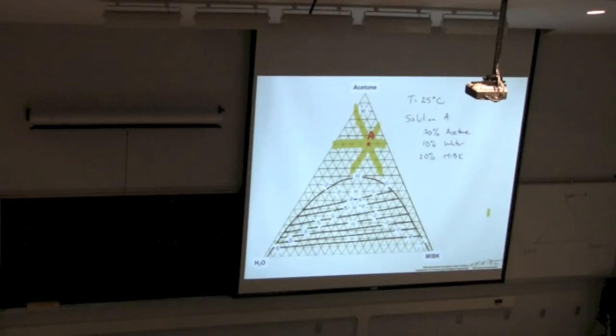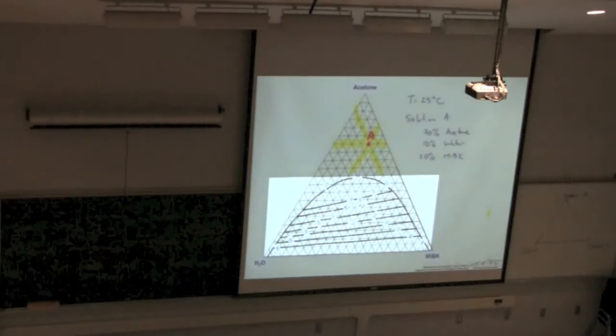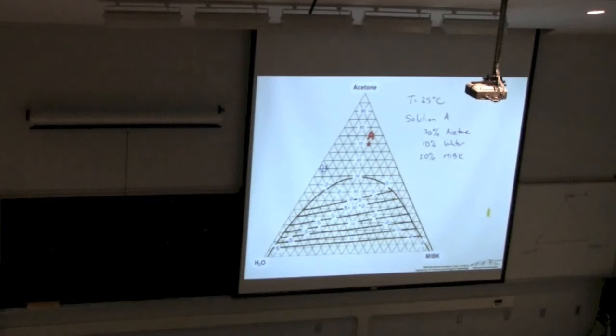As you can see, this is outside of this envelope region. We'll call this region 1. When any solution falls in region 1, it stays as a single phase liquid. The other thing that could happen is if we fall under that envelope.